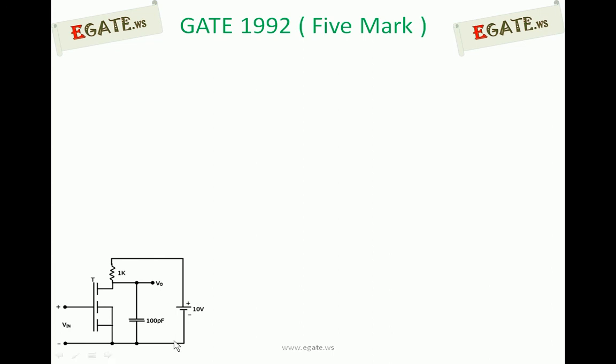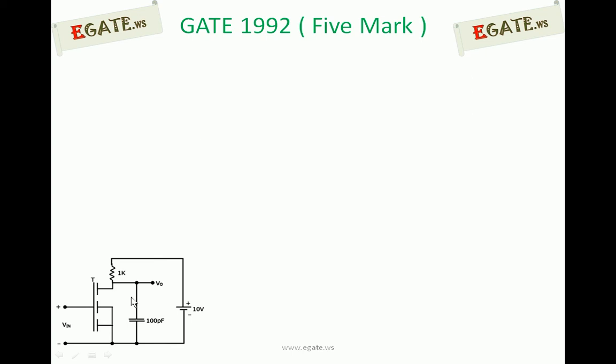This is the circuit diagram given, and it is an N-channel MOSFET. Initially the N-channel MOSFET is in the off condition and has reached the steady state. Whenever the transistor is off, the 10 volts supply drives current that flows through the capacitor. Whenever current flows through the capacitor, the capacitor gets charged, and it reaches the maximum of 10 volts. So the output voltage V0 will be equal to 10 volts, and under steady state the capacitor acts as an open circuit.